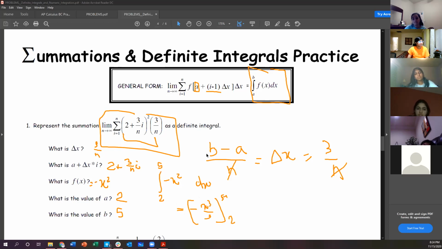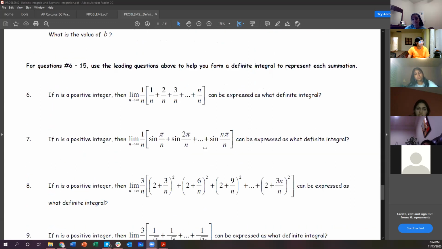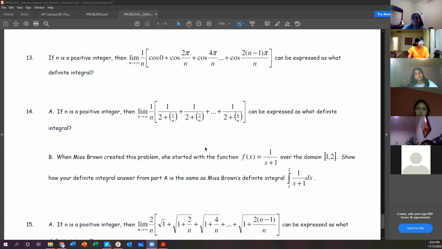Let's do one more from this section. Let's do one of the ones that was like Miss Brown's. Yeah, it could also be this one. Let's look at one of these. First thing is, let's figure out what this sum is asking for. What is this sum? This is the limit.